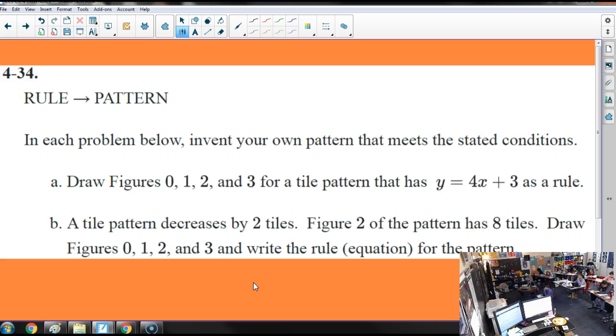Now remember, the tile figures that come after your 0 have to be able to be said how they grow. Like we put 4 more on it in this way. They can't all just be their own unique shapes. They have to relate to each other. There has to be a growth that we see.